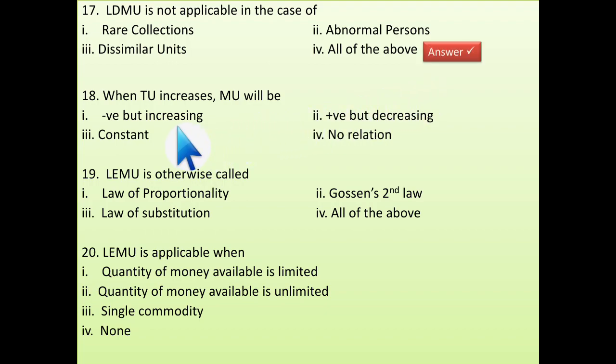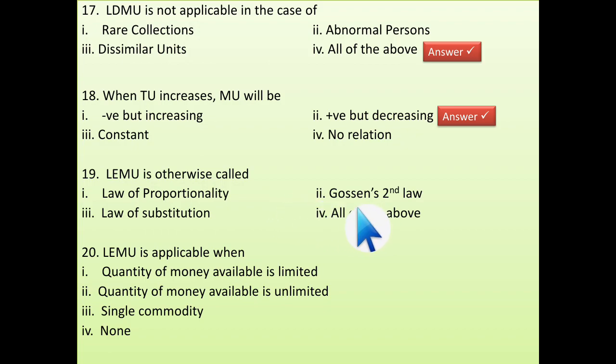Okay. Next is, when total utility increases, marginal utility will be, see, I have told you when total utility is maximum, marginal utility will be 0, and we know that marginal utility is always decreasing. But when total utility is maximum, marginal utility is 0. That means before that it will be positive. Yes or no? So the answer will be positive but decreasing. Clear?